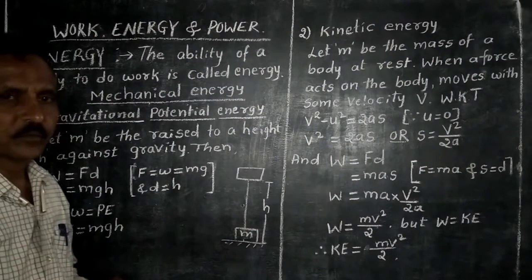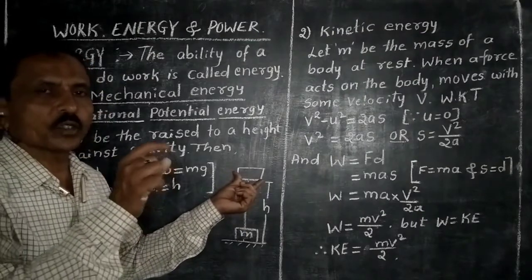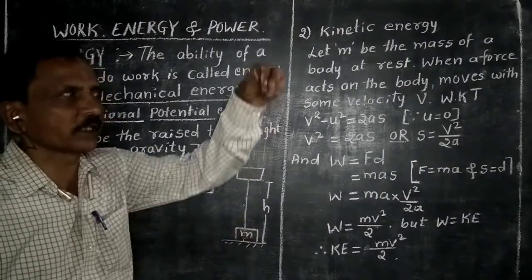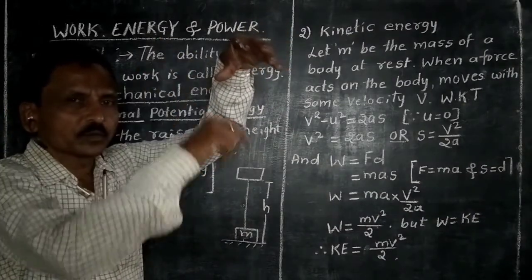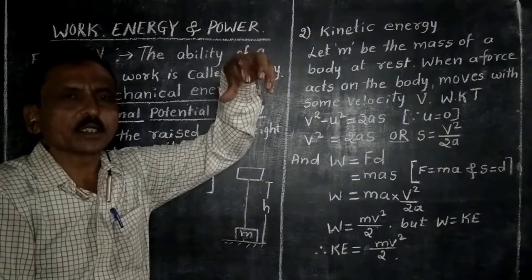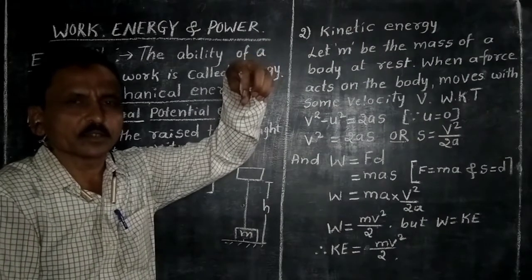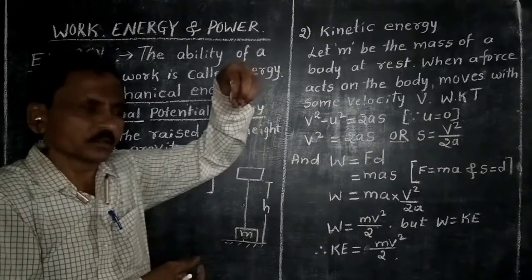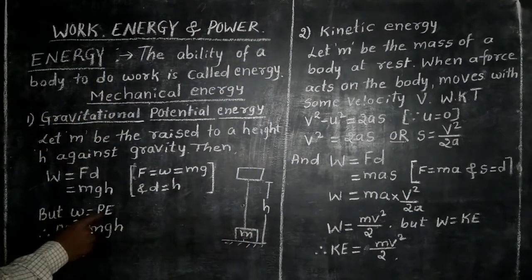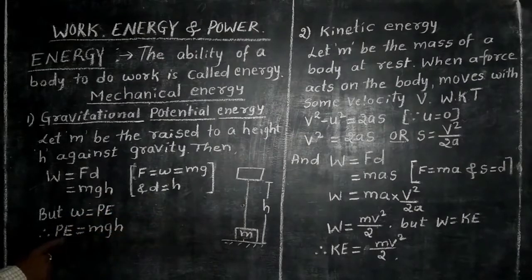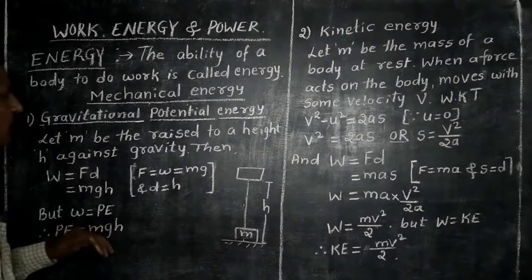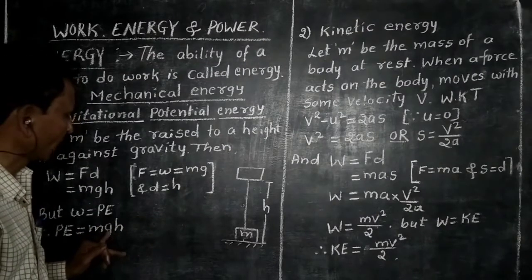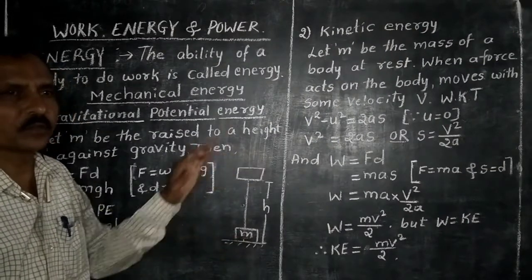And it is found that this work done on the body is stored in it as gravitational potential energy. For example, a body raised to a height, if it is released, moves towards the ground. Why? Because it has potential energy, and the work done in raising the body is stored in it as gravitational potential energy. Hence W equal to PE, that is gravitational potential energy, equal to mgh. Hence the expression for gravitational potential energy is mgh, where m is the mass of the body, g is acceleration due to gravity, and h is the height to which the body is raised.